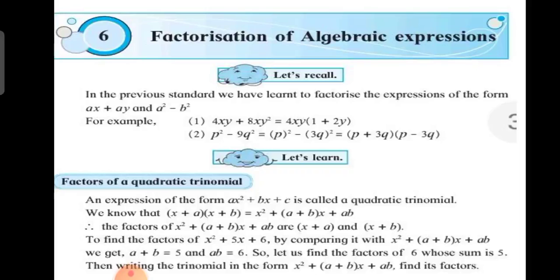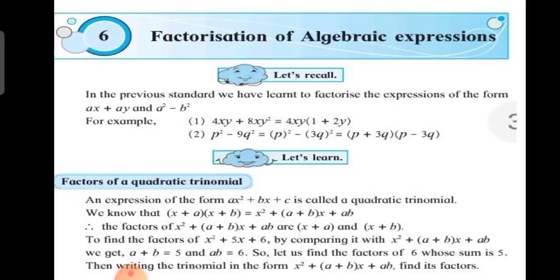We are going to start with lesson number 6, factorization of algebraic expressions. In the previous class you studied how to factorize expressions of the form ax plus ay and a square minus b square. Now we are going to study factors of quadratic trinomial.